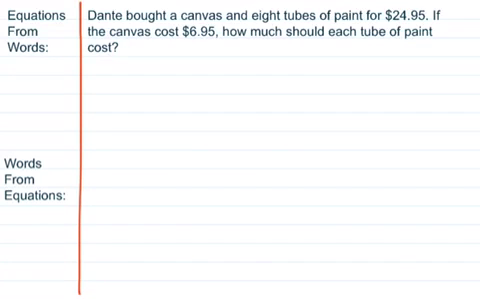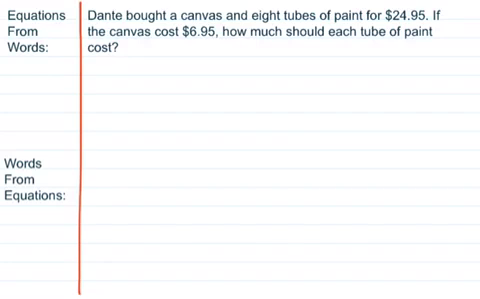And now to write an equation from words. Our problem is that Dante bought a canvas and 8 tubes of paint for $24.95. If the canvas costs $6.95, how much should each tube of paint cost?